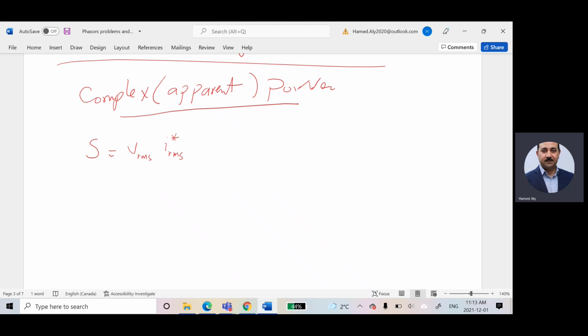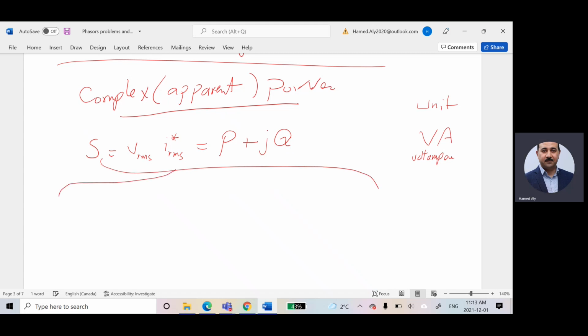And this S is equal to two components, real part, which is P, and imaginary part, which is Q. And the unit for this power, since it is VI, is called volt ampere. This is the unit. It's volt ampere. Now, this has two different components. You told me it has P and Q. We are calling P active power or real power. And we are calling Q reactive power or imaginary part of the power.